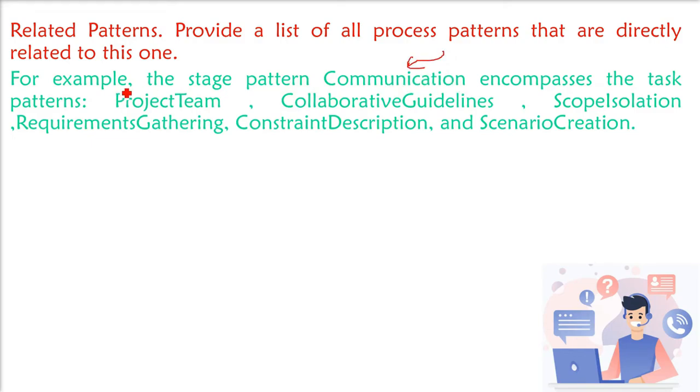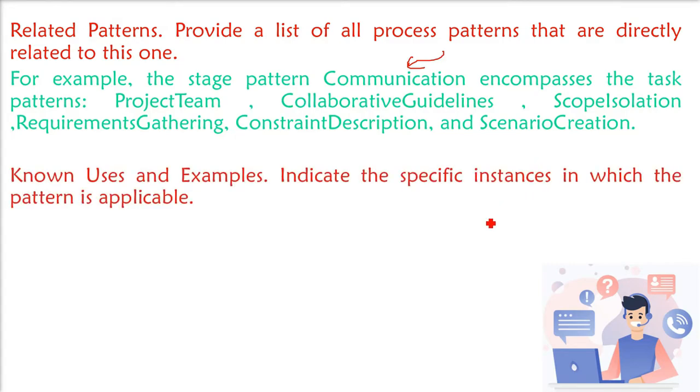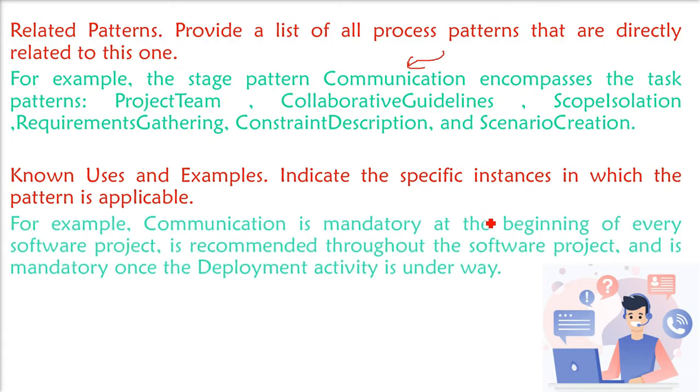For example, let us talk about the stage pattern communication. This will have certain task patterns like the project team, collaborative guidelines, scope isolation, requirement gathering, constraint description and scenario creation. Then we have the known uses and example. So this is indicating the specific instances in which the pattern will be applicable. For example, communication, when you start this project, is very necessary, mandatory. While you are deploying, it is also mandatory. But in between, the communication might be at a moderate level.